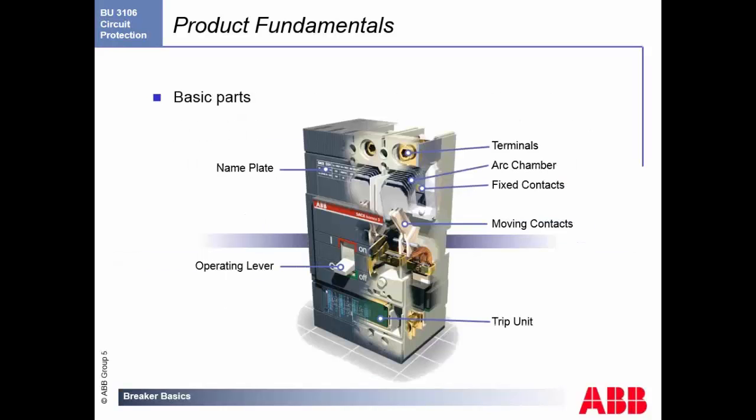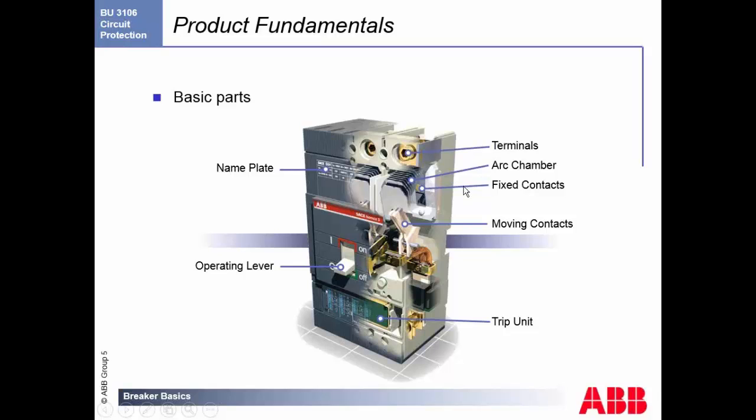Basic parts of the breakers, as you can see, we have an operating lever right here. This is your manual on-off switch. A nameplate you'll find on all breakers, basically giving you the current ratings and all the rated voltage ratings that you have on the device, so you know exactly what you're looking at. Terminals are usually where the power comes in and the power goes out to your downline devices.